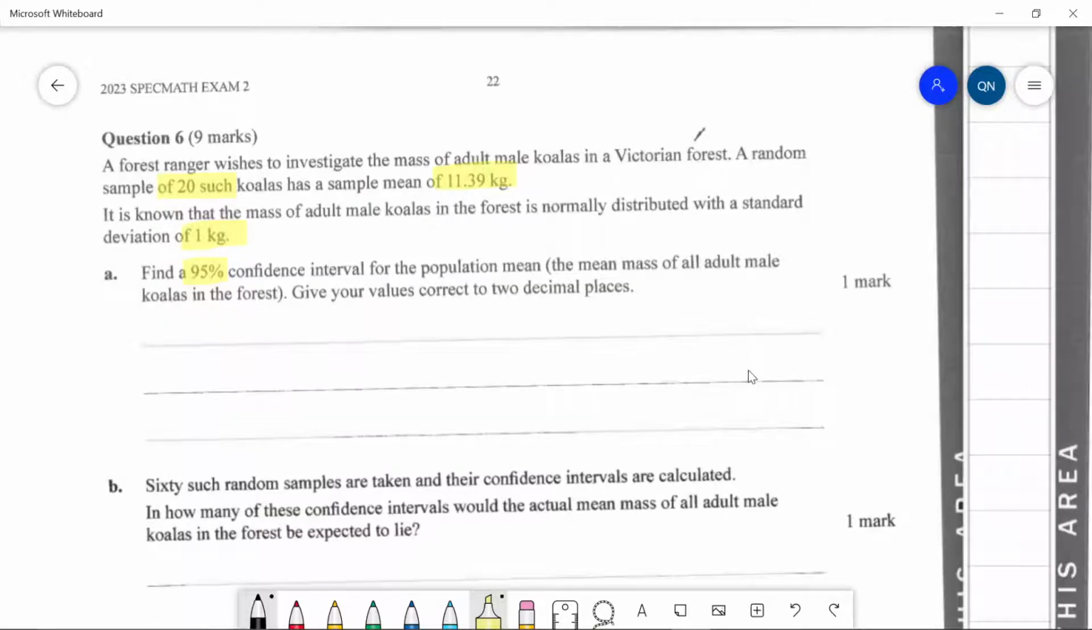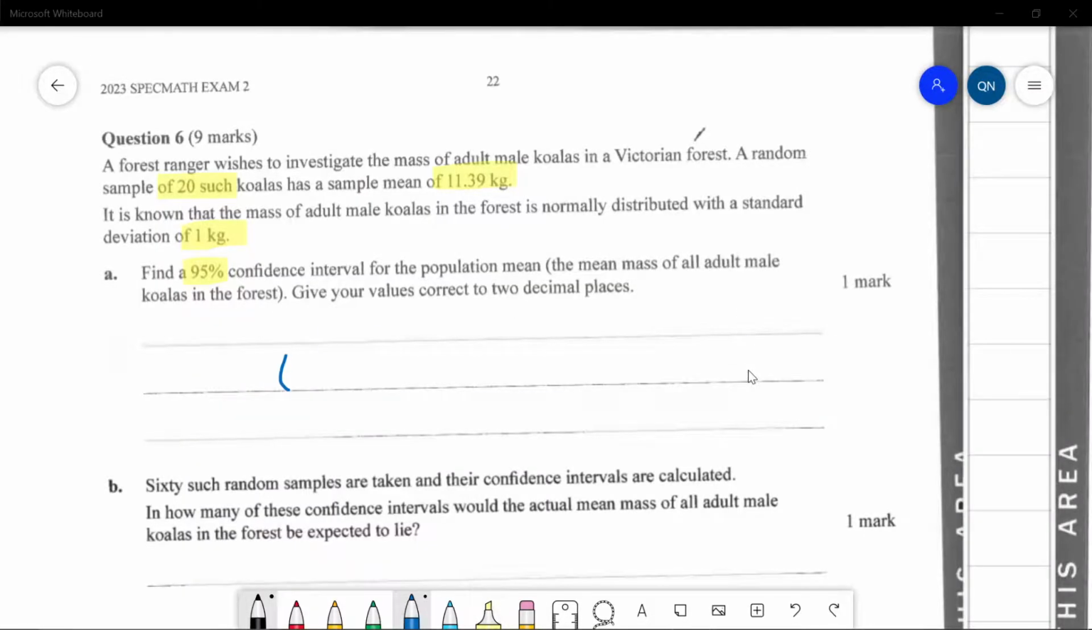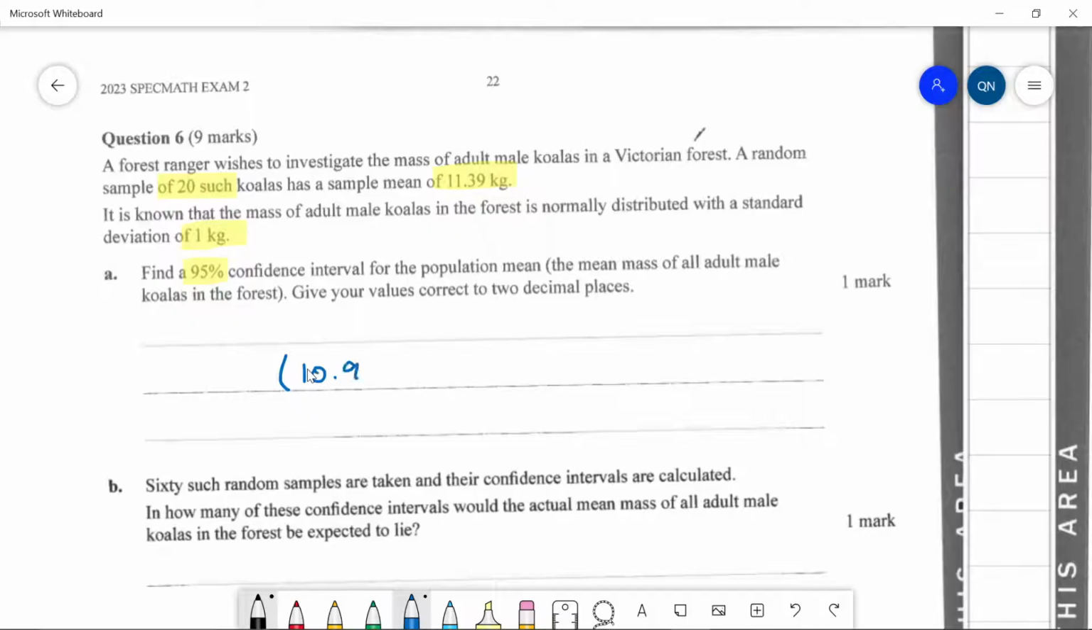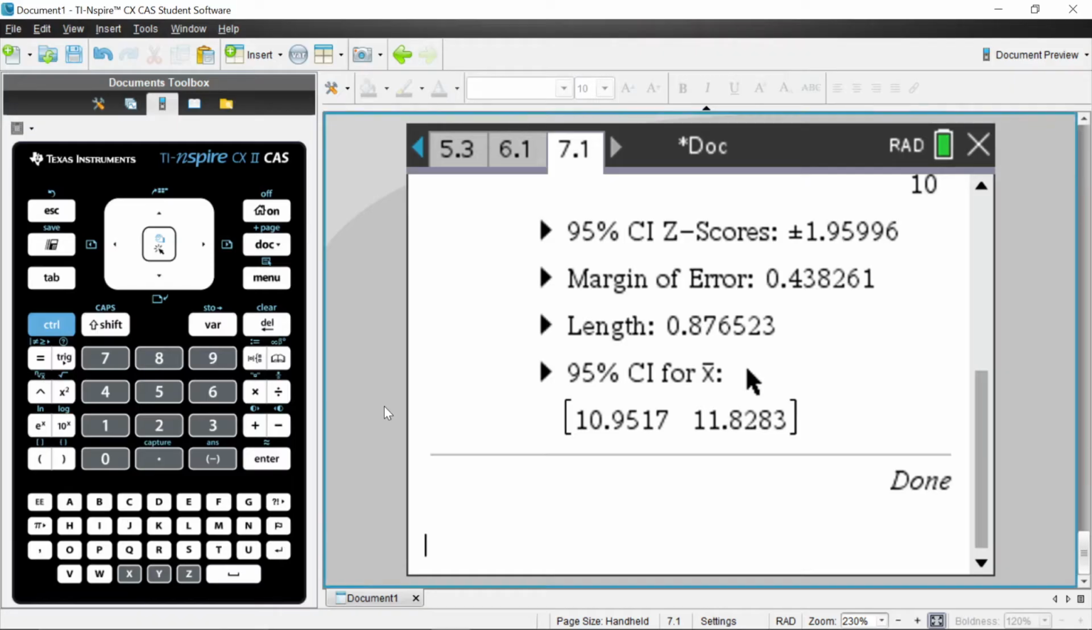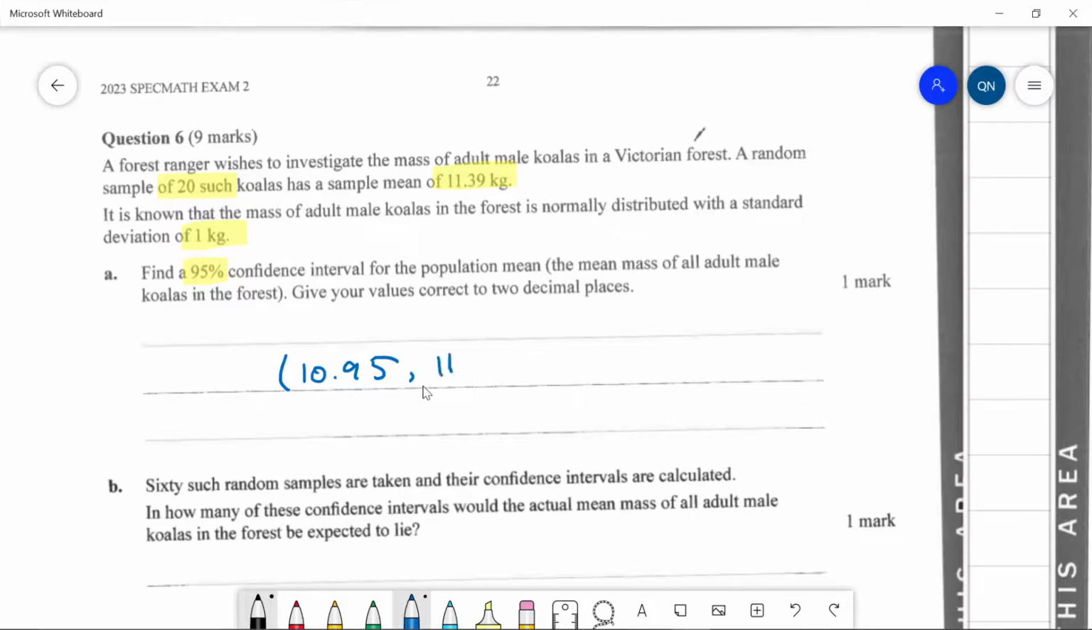There's our confidence interval. So we have 10.95, correct to 2 decimal places, and then we have 11.83.